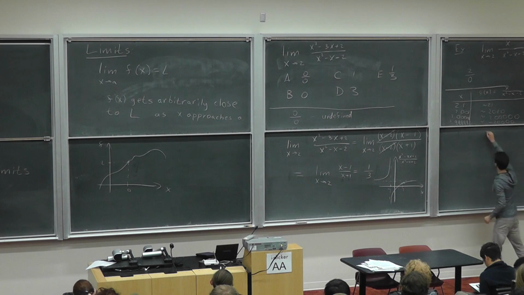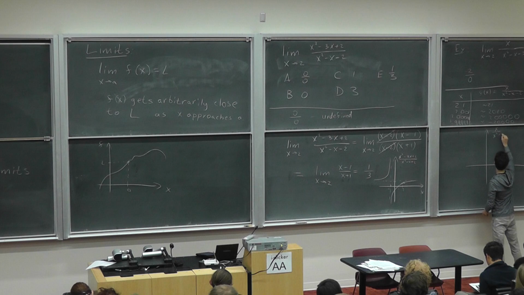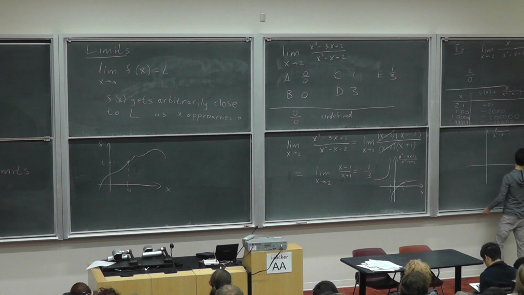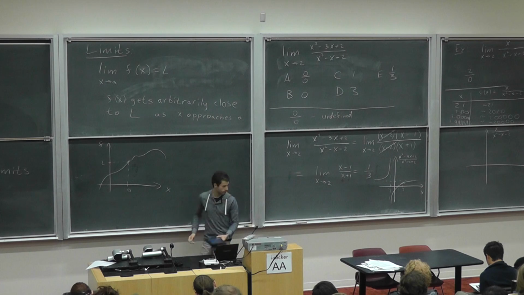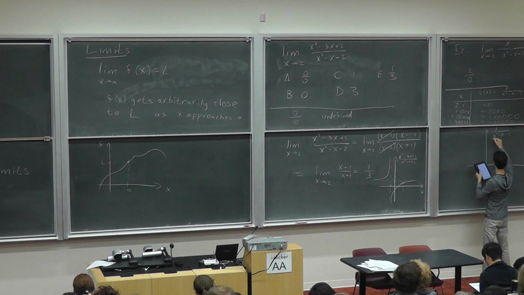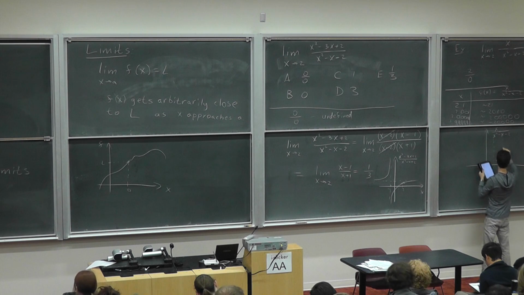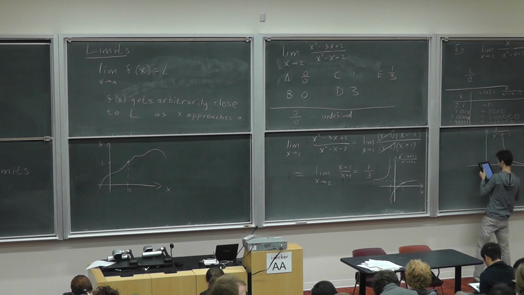Now let's look at this function: x divided by x squared minus x minus 2 as a function of x. This one is even more complicated. So it looks somewhat like this. There is point 1, there is point 2, and the function looks like this.